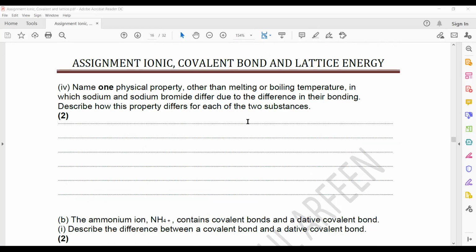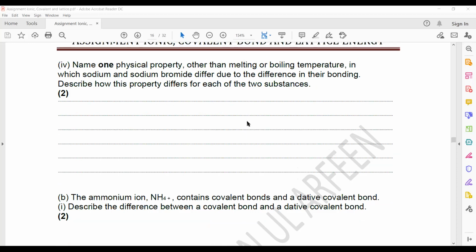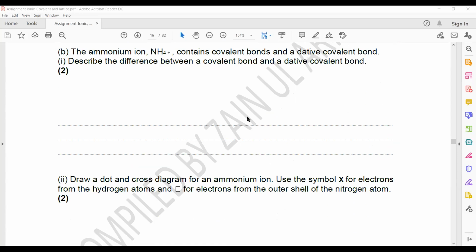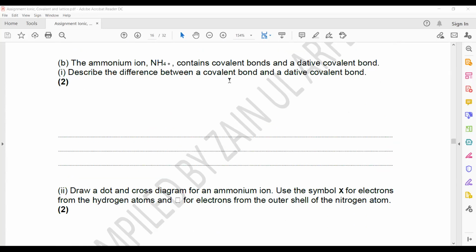Most of the questions are related to ionic bonds and the difference between the lattice and why there's a difference between theoretical and practical lattice energies. Ammonium ion contains a covalent bond and a dative bond. Describe a difference between covalent and a dative bond. So what is the difference between covalent and a dative bond?